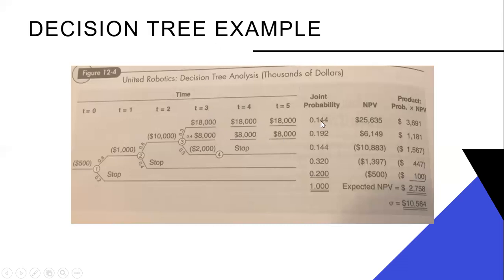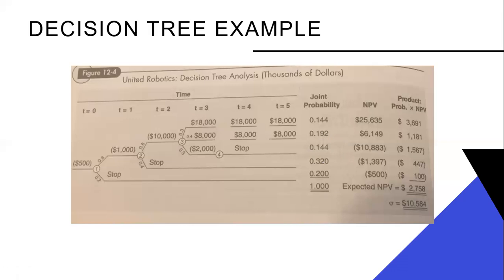And so basically the joint probability over here of 0.144 is when you take 0.8 multiplied by 0.6 multiplied by 0.3, that will give you this. And the 0.192 is 0.8 multiplied by 0.4 multiplied by 0.4. So basically you're taking all the joint probabilities, and that is what gives you these numbers over here.